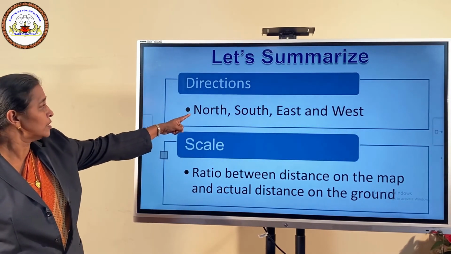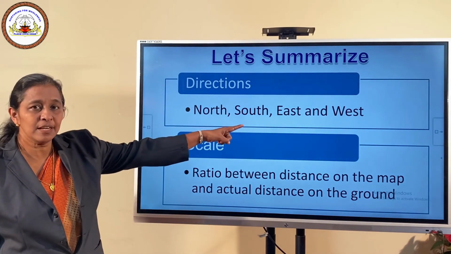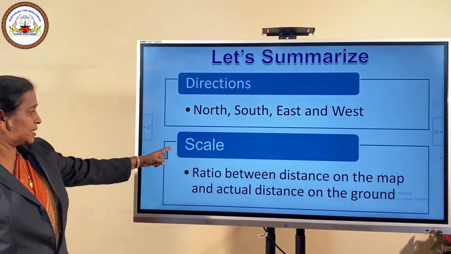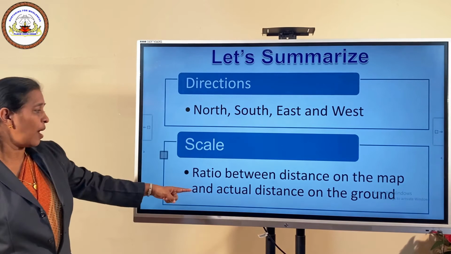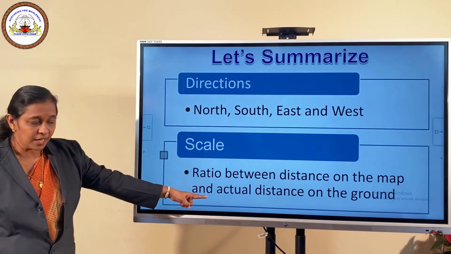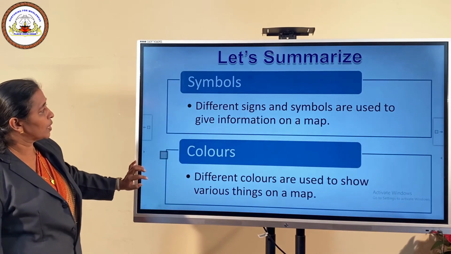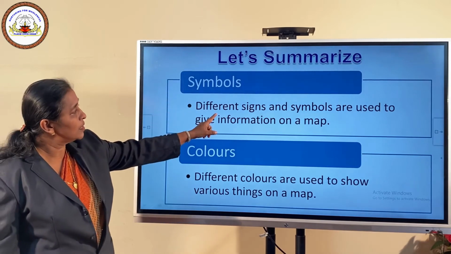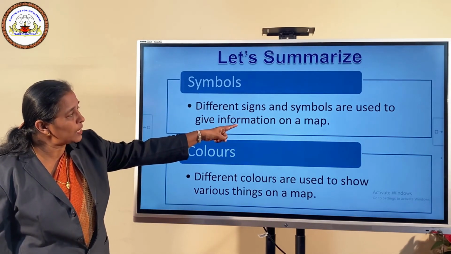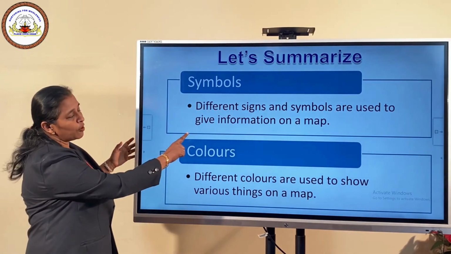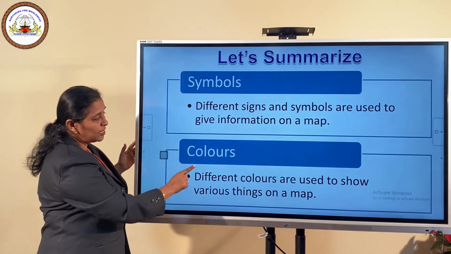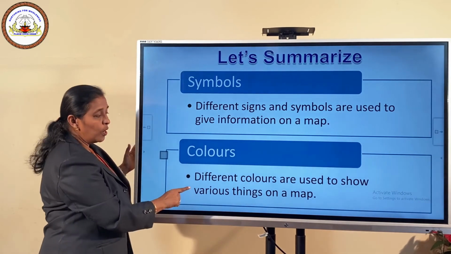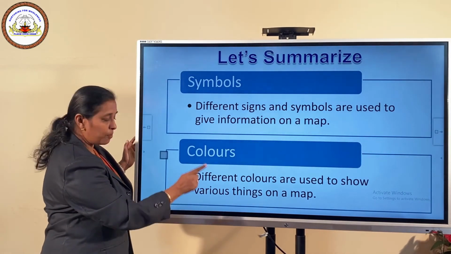Now let's summarize the topic we learned today. Directions: north, south, east and west. Scale: the ratio between distance on the map and the actual distance on the ground. Symbols: different signs and symbols are used to give information on a map. Colors: different colors are used to show various things on a map.